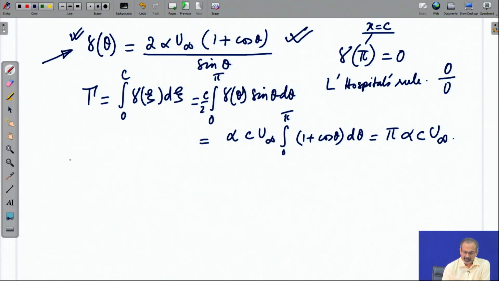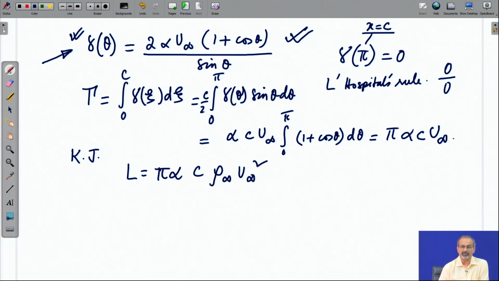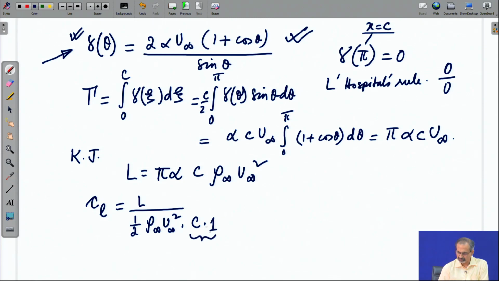Now, once you have found gamma, you put it into the Kutta-Joukowski theorem, and then the lift comes out to be pi alpha c rho infinity u infinity square, from where you can go to the lift coefficient. So, what will be the denominator? This is your dynamic pressure times c into 1. So, 1 is for unit span, that gives you the planform area. So, this is the planform area S basically.